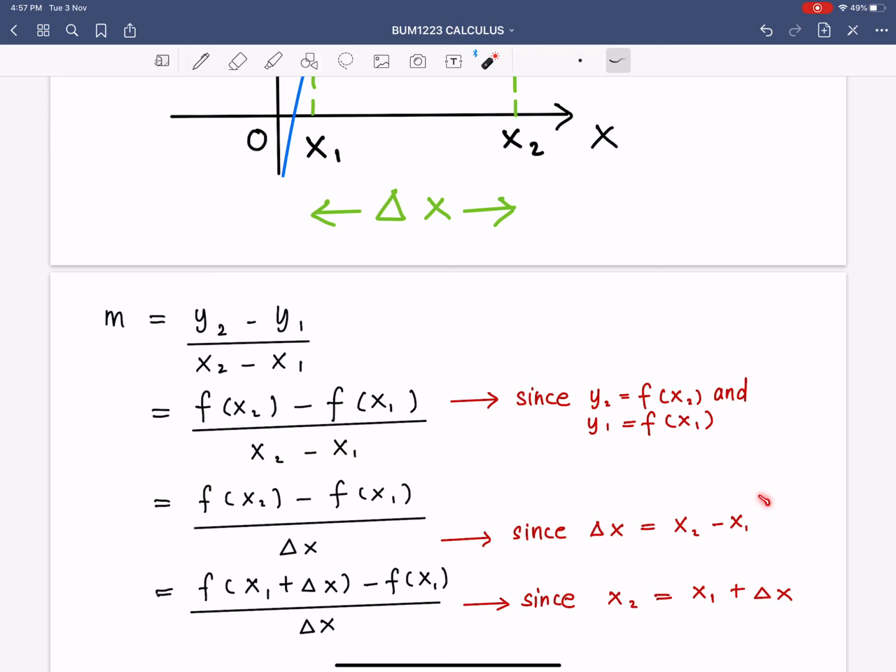We know that delta x is equal to x2 minus x1. We can rearrange this to make x2 the subject of the equation. Then we have x2 equals x1 plus delta x. Thus, we can substitute x2 equals x1 plus delta x, and this gives, from here, we can return to here.